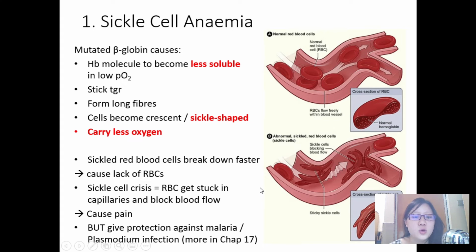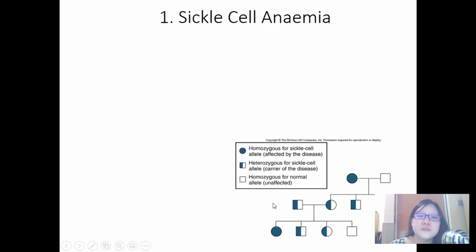It has one good thing about it, that is that it gives protection against malaria and plasmodium infection, and this we will learn more about in the next chapter. Okay, why does it give a protection against malaria? So we'll hear about sickle cell anemia again. Now, right now, again, this chapter is about inherited change. So let's go straight into what causes sickle cell anemia and what the genetics are.